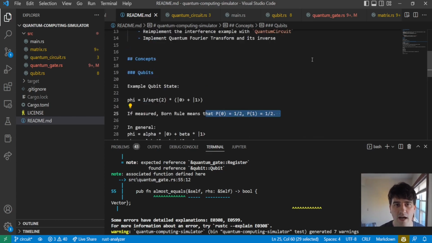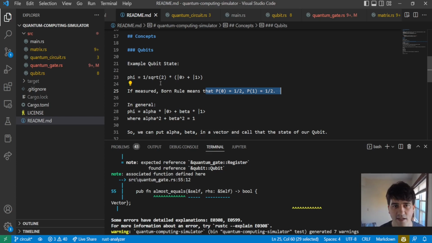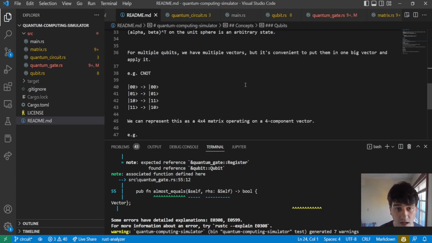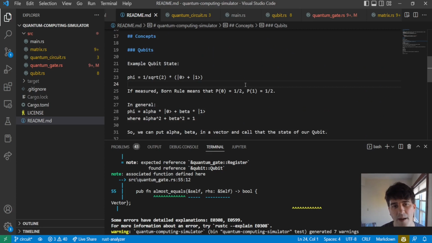And in general, a single qubit has to live on the unit sphere in complex space. It's called the Bloch sphere, I think. So it's represented as a vector, a two-dimensional vector that gives the two coefficients, the one that's for zero, the one that's for one. And alpha squared plus beta squared has to get you to one. So it lives on this unit sphere.